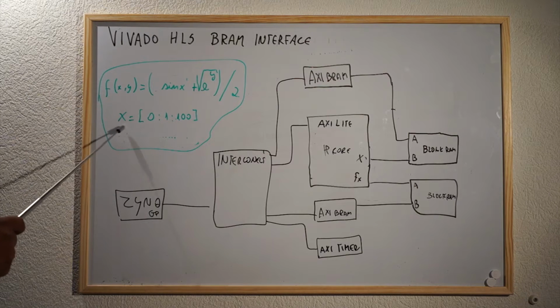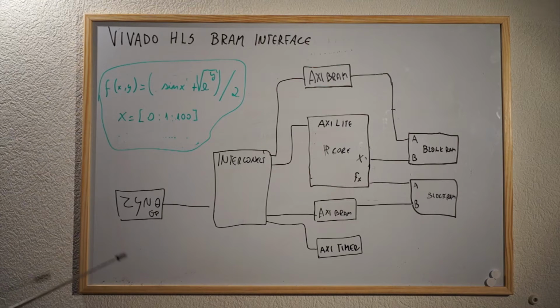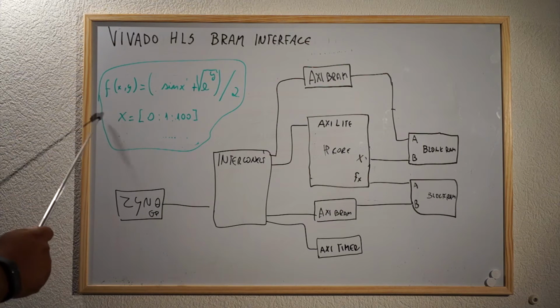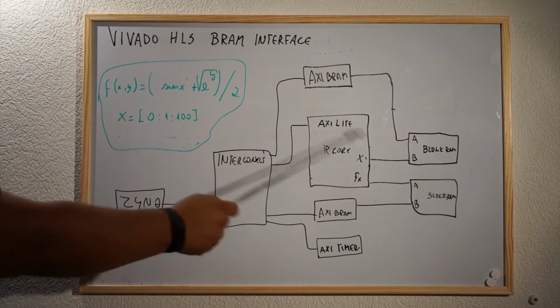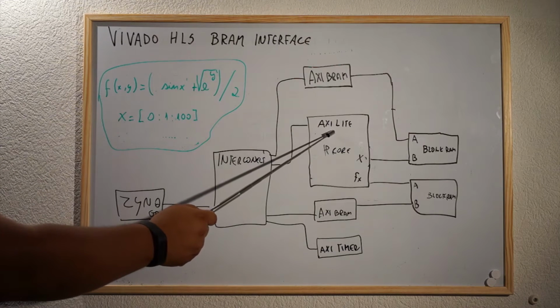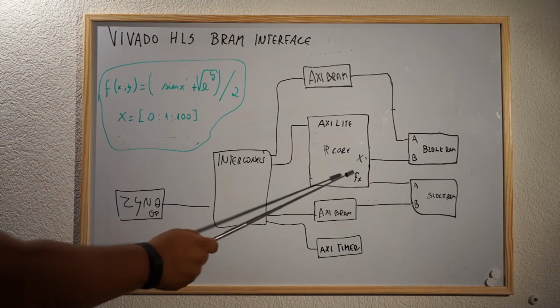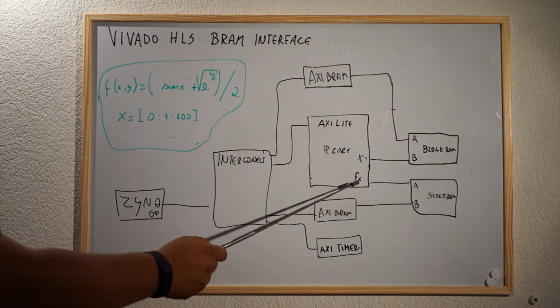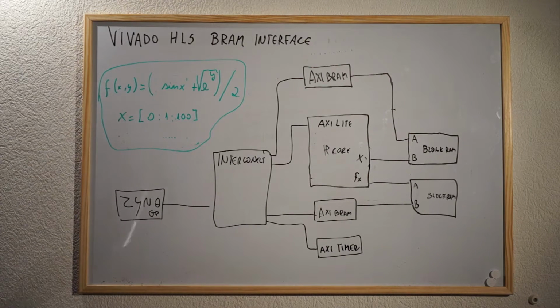The input of this function is going to be a vector that goes from 0 to 99, and after this block is done, it's going to generate an IP core that has an AXI-Lite interface, where we're going to set our y value, and two BRAM interfaces, one BRAM for the input vector and one BRAM interface for the output of the function.